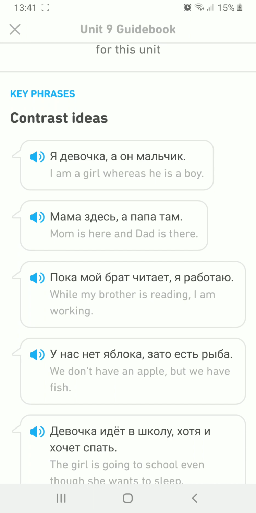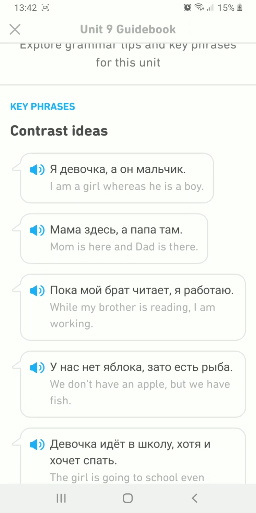Okay, so contrast ideas. Я девочка, а он мальчик. Yes. Я девочка, I am a girl, а он мальчик. So we are using the, how can I say that? I will describe it or use the adjective, not the adjective, but I will qualify it. Well, then it's an adjective, but the а is here like a conjunction.